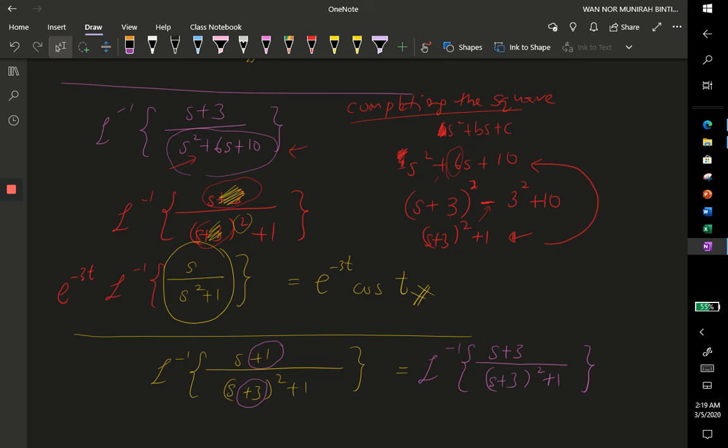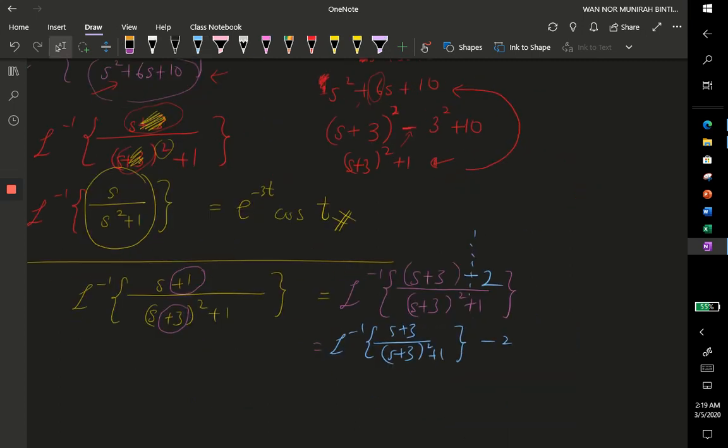then you think, my question is s plus 1, but I have s plus 3. So how to get s plus 1? How to get s plus 1, guys? So you need to minus 2. Okay, so apply the linearity property. Break this one into 2. So you have Laplace inverse of s plus 3 over s plus 3 square plus 1, minus 2 Laplace inverse of 1 over s plus 3 square plus 1.